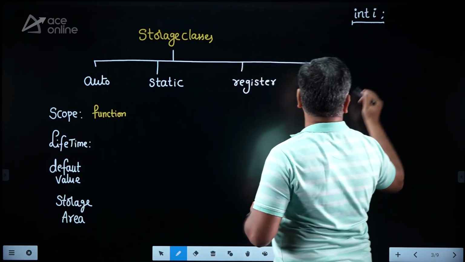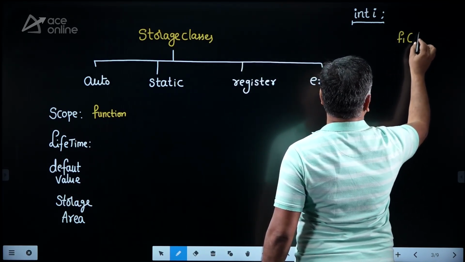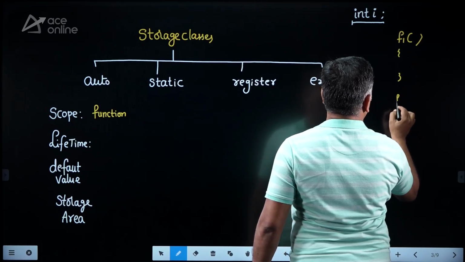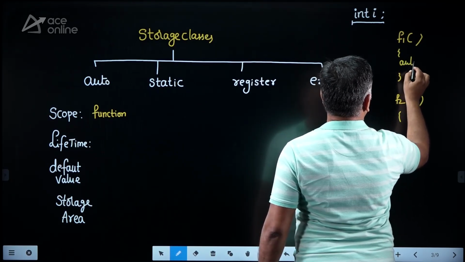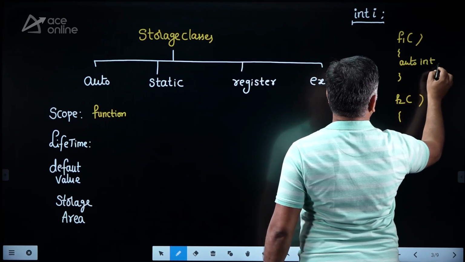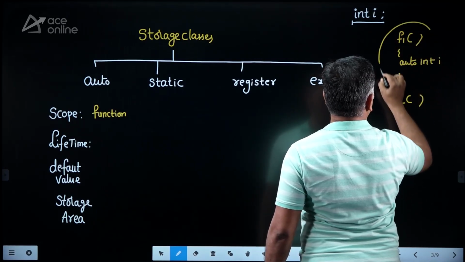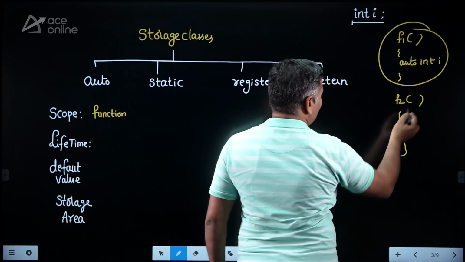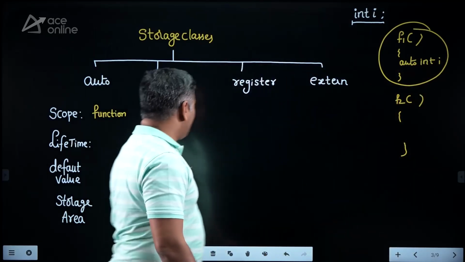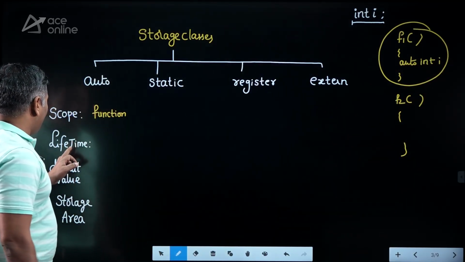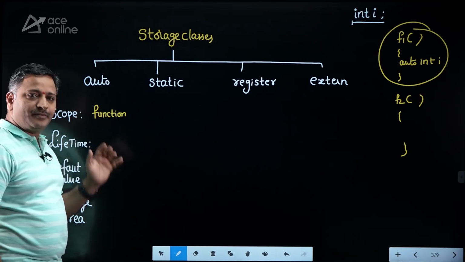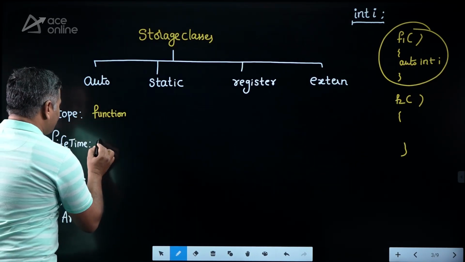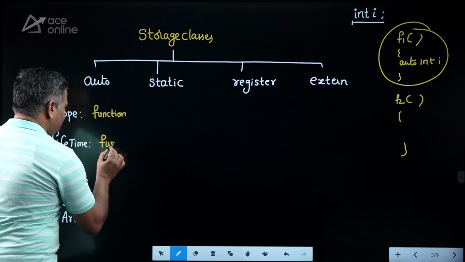For example, if I consider 2 functions, f1 function block and f2 another function block. Here if we declare auto int I, only function f1 can access that variable I, f2 cannot access that variable. So it is called function scope. Similarly, lifetime is how long that variable resides in the memory. An auto variable has function lifetime.